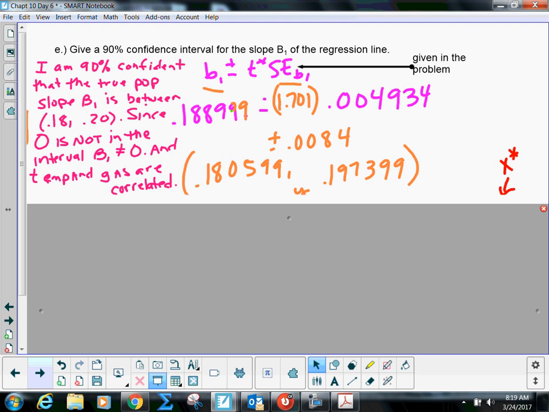Since 0 is not in the interval, the slope is not equal to 0, and temperature and the amount of gas used are correlated, or you could say they're linearly related. It's the same thing. Okay? So that's how I read the Minitab, interpret the Minitab, and write an analysis based on it. You can see the computations on this are real simple because most of the output is in Minitab. It's the interpretation that's important. Okay?